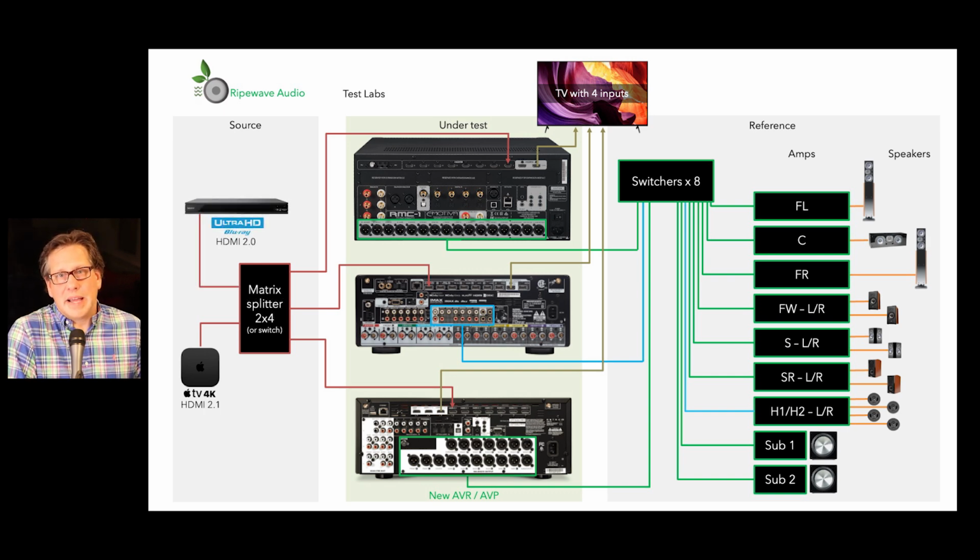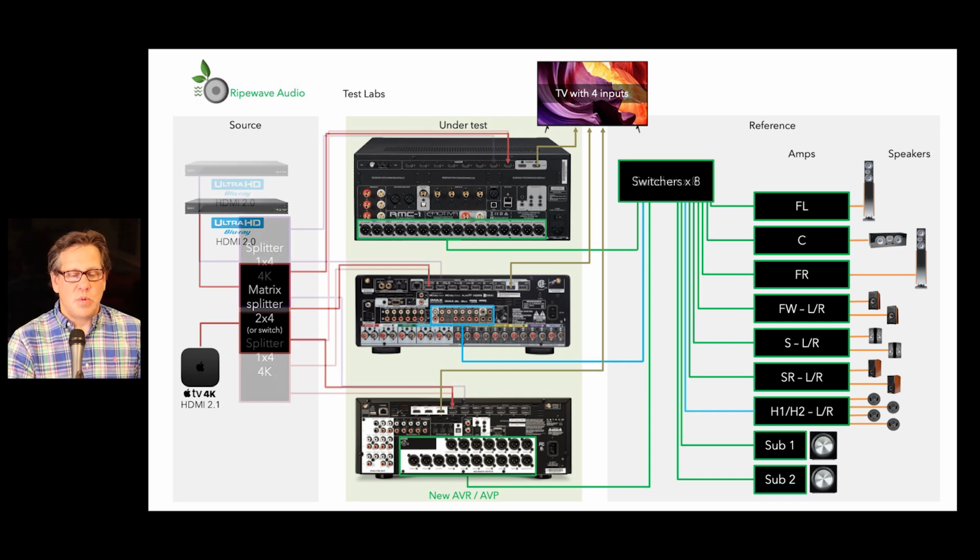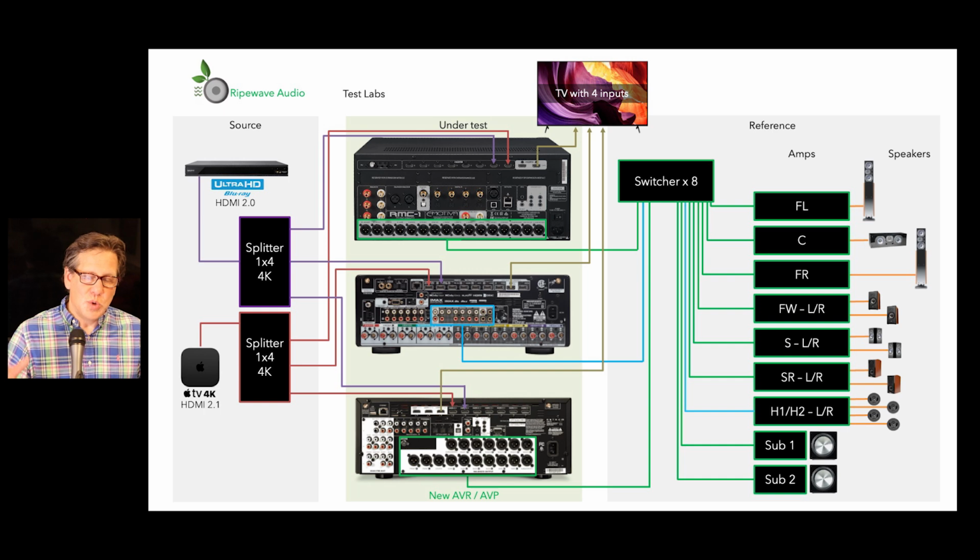And in our reviews, we like to test multiple sources. We hooked up our ultra high definition Blu-ray player from Sony there, and we could use something like a matrix splitter, let's say a 2x4 splitter, or you can consider this a switch. But in that case, you may be having to switch between the two, and they're not both actively going out at the same time. So we decided on using 2 splitters, 2 1x4 splitters to achieve this signal here.